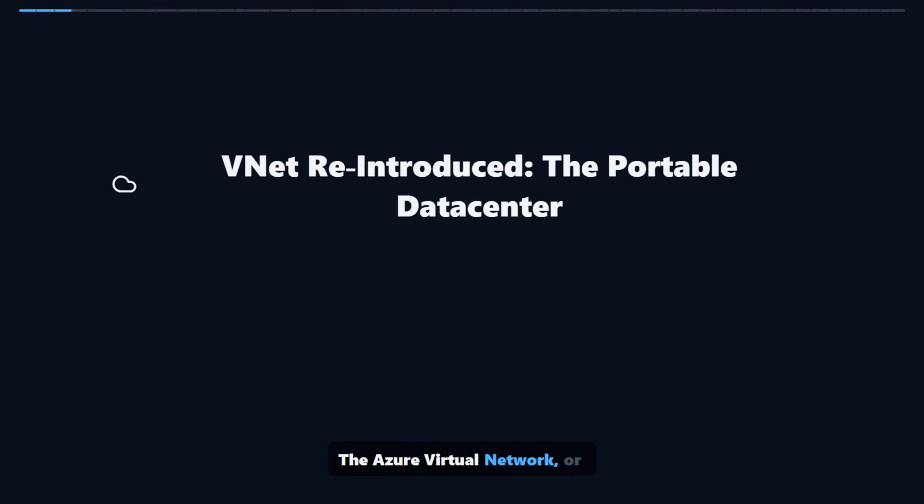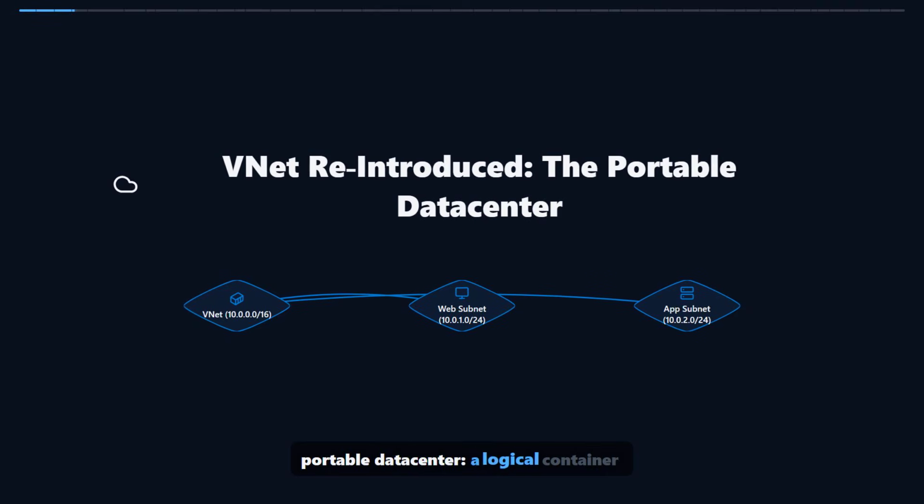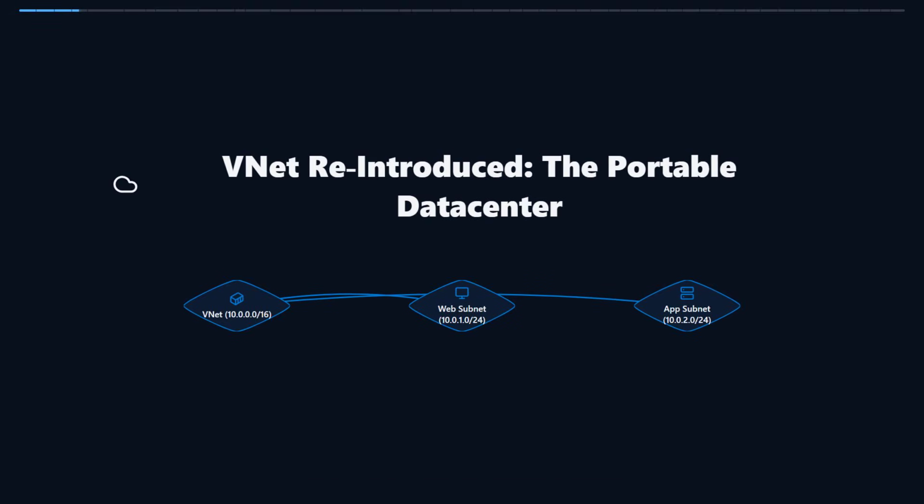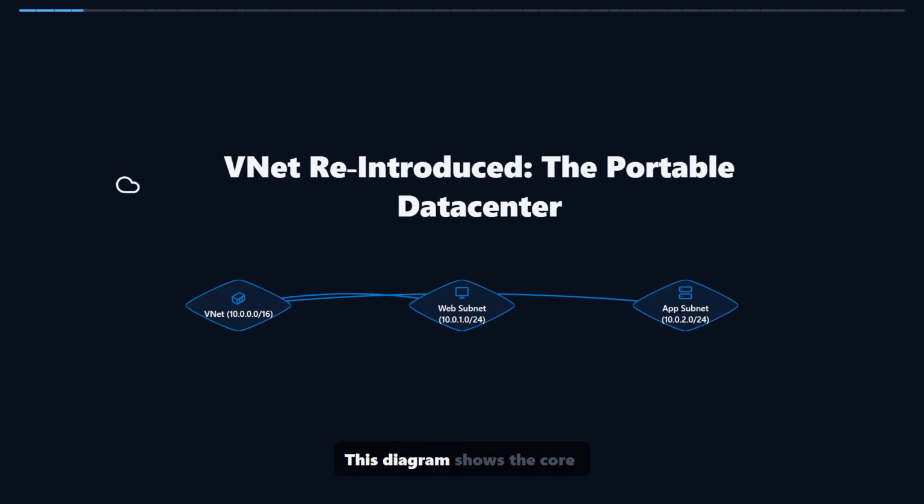The Azure Virtual Network, or VNet, is your private, isolated slice of the Azure cloud. Think of it as a portable data center, a logical container with an address space you define, like 10.0.0.0/16, and inside it you carve subnets to separate workloads. In Part 1, we toured a VNet. Today we're going to actually design one that won't back you into a corner 6 months from now. This diagram shows the core idea. One VNet, 2 subnets, each with its own CIDR block drawn from the parent range.